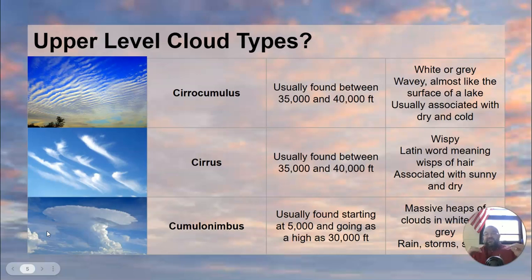All right, so the next level, this is the high level of clouds, all right? First, we're going to talk about the cirrocumulus clouds. Now, this is really, really interesting. They look like waves. See how they're kind of like waves that you would almost see at a beach?